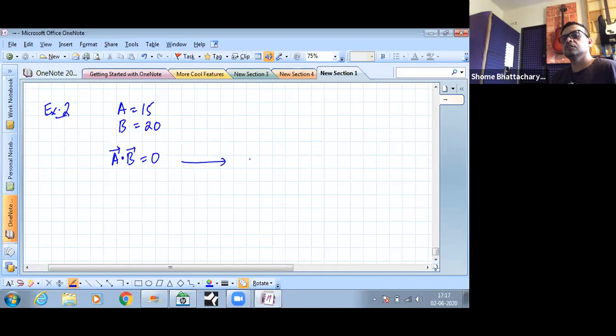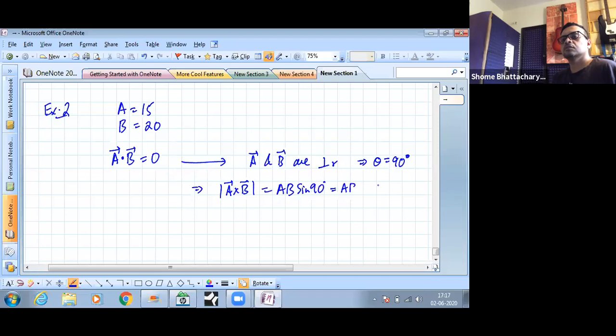So always remember, this means that A and B are perpendicular. If dot product is 0, it means that theta is equal to 90 degrees. So further that means that magnitude of A cross B is AB sine 90, which becomes 300, okay, and magnitude of A plus B becomes root of A square plus B square. Become 24. Okay. So this is the second question.